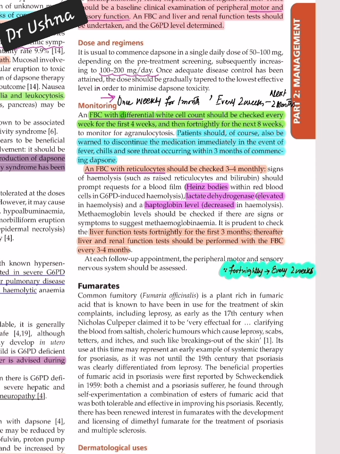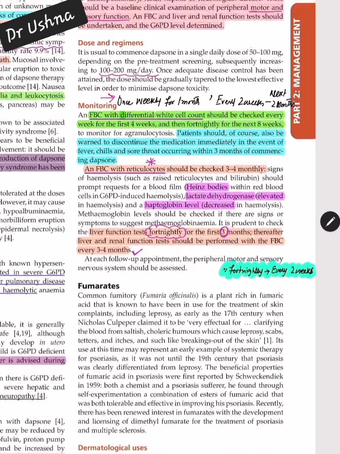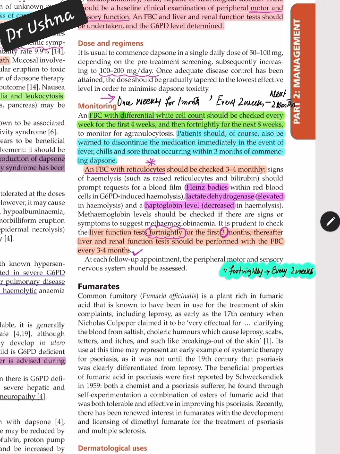This was the WBC. But for the retic count you have to do it every 3 to 4 months. And in the case of renal and liver function, again every 3 to 4 months. But in the first 3 months you should be vigilant that liver function tests are done every 2 weeks, fortnightly. So these are all about Dapsone, and fortnightly means every 2 weeks.